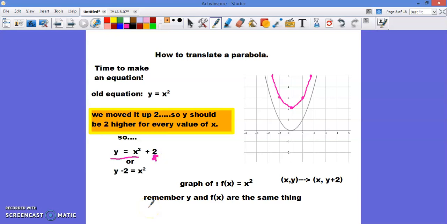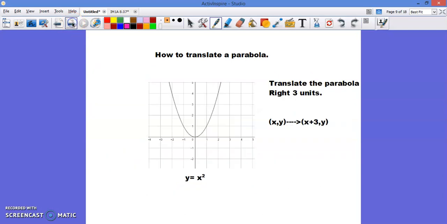And alternatively, you could write that as y minus 2 equals x squared. It's the exact same thing. Just subtract 2 from both sides, and it's the exact same equation. So again, if we're trying to translate our parabola 2 units up, all we have to do is add 2 to the end of the equation, or subtract 2 from our y value. And that's how we move it up. And likewise, if we want to move it down, we're just going to subtract 2 from the end of our equation, or we would add 2 to the y value. So now that's the up and down case for parabola translations. Let's look at moving a parabola to the left or right. Let's say I want to move a parabola 3 units to the right, okay?